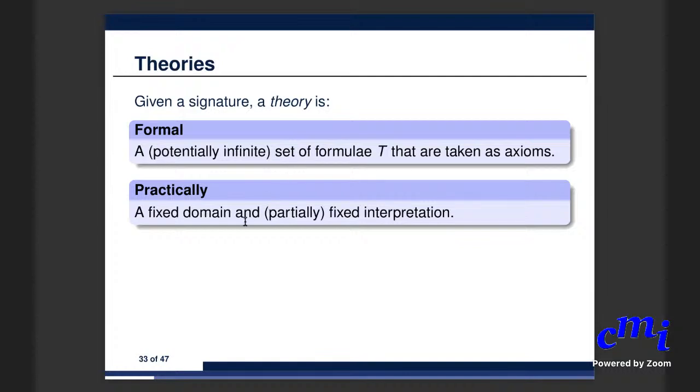The domains can be assumed to be those models for which every formula in that theory is true. So the model includes everything for which every formula in that theory is true. So example theories are these things that we talked about.